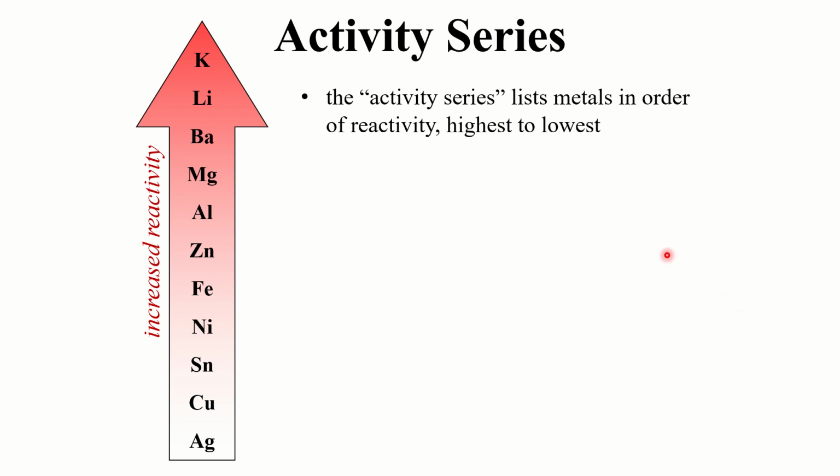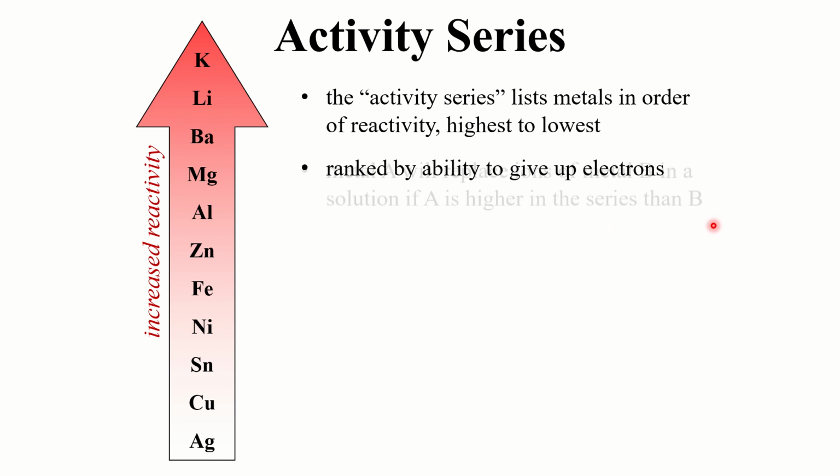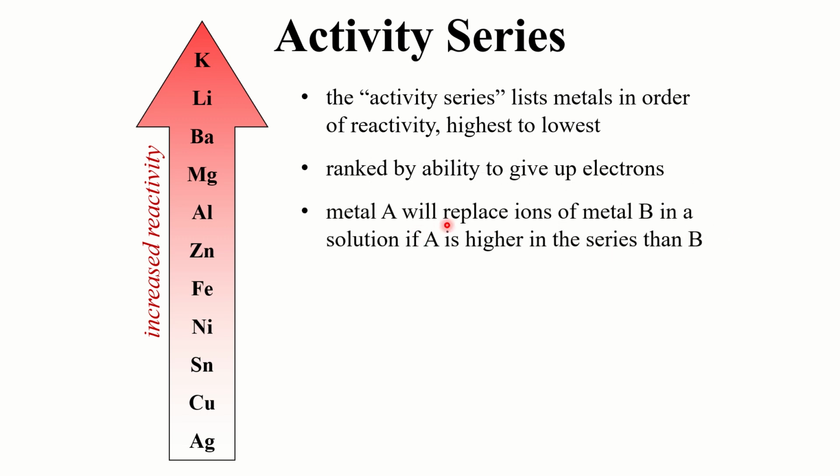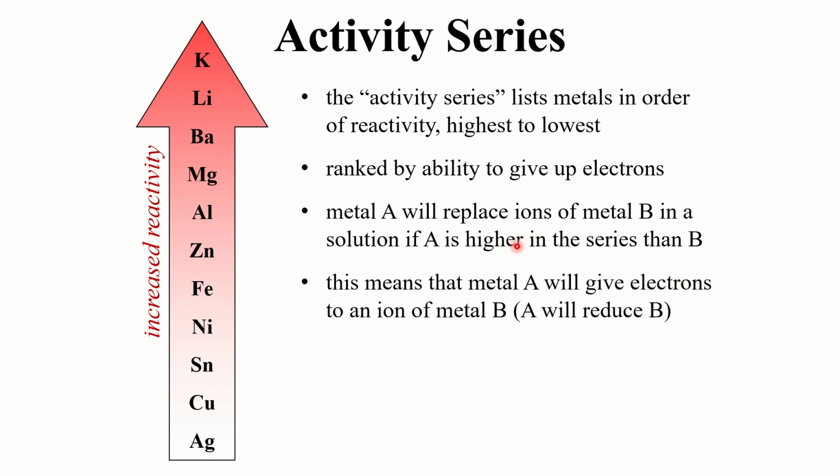So we can use this idea of ionization energy to analyze what is called the activity series. The activity series lists metals in order of reactivity from highest to lowest. These metals are ranked by their ability to give up electrons. Speaking in general terms here, metal A will replace ions of metal B in a solution if A is higher in the series than B. This means that A will give electrons to an ion of metal B. Basically, A will reduce B.